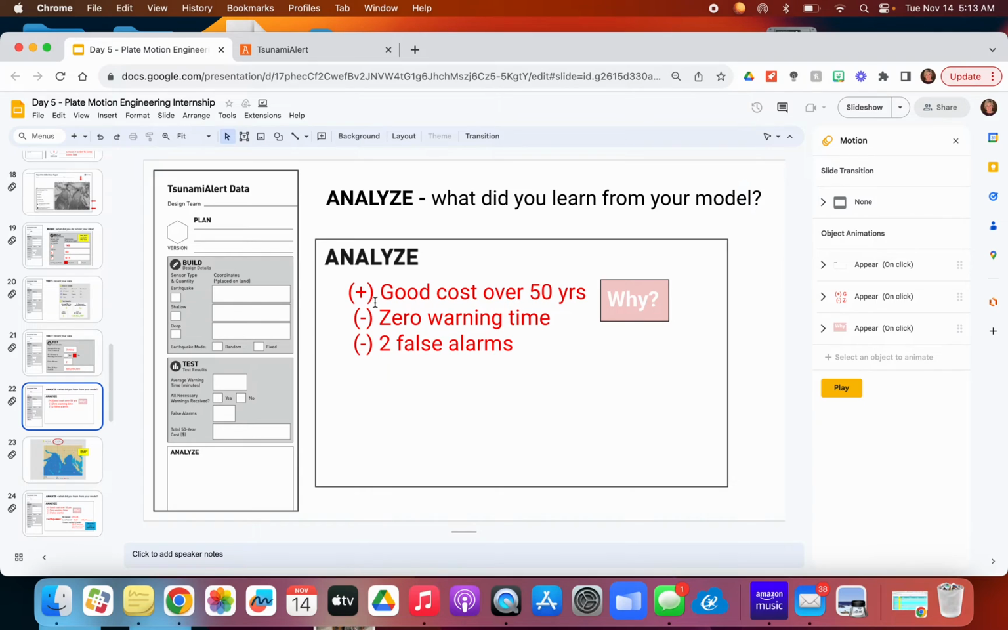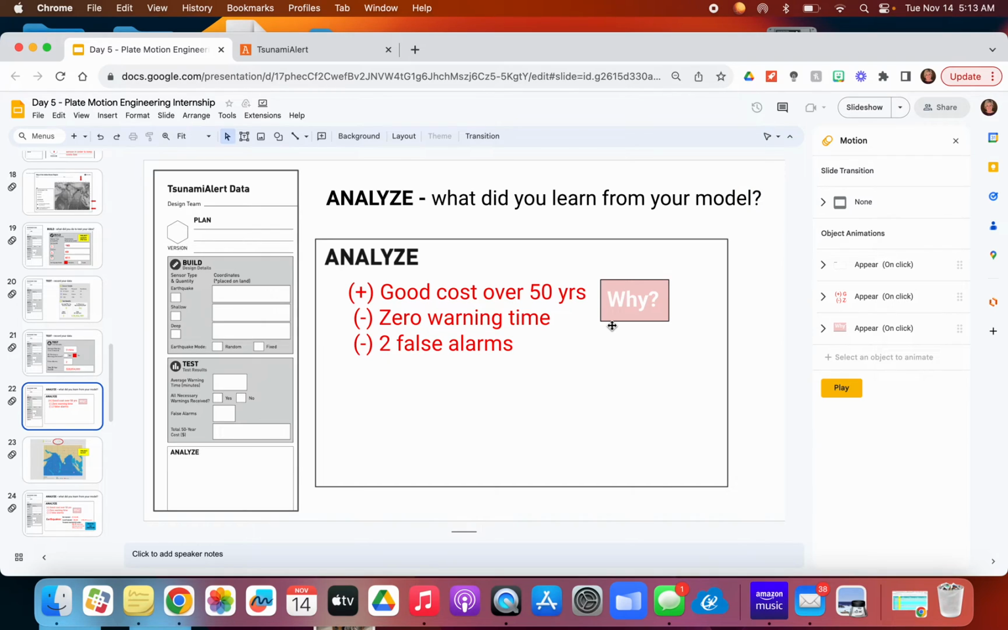So we're looking at this. It's not something I can look at really quickly. I have to really, really examine it. I need to know why this was a good cost for over 50 years. My hypothesis was if I use these 3 sensors, then I'm going to get a low cost. I don't know if it's a low cost.